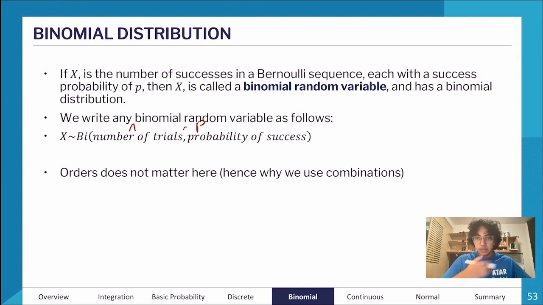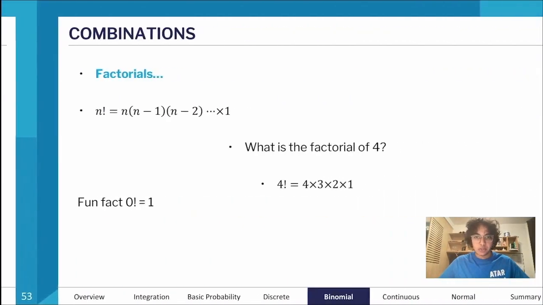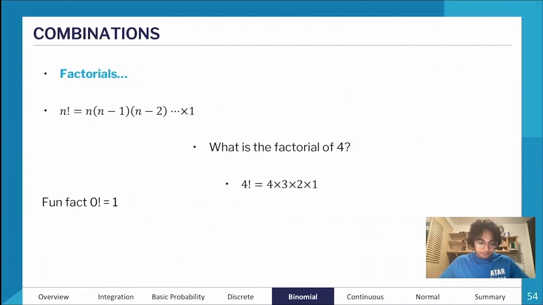The order in which these events occur doesn't matter, right? Because they're all independent from each other, so the order doesn't matter. And so we use this thing known as combinatorics, right? So combinations, how do we do them? We do them with this thing called a factorial. So n factorial is given by n times n minus 1 times n minus 2 and so on until it equals 1. For example, the factorial of 4 is 4 times 3 times 2 times 1. 0 factorial is equal to 1, so that's why it's not included here.